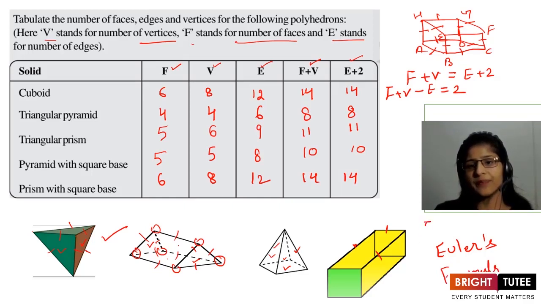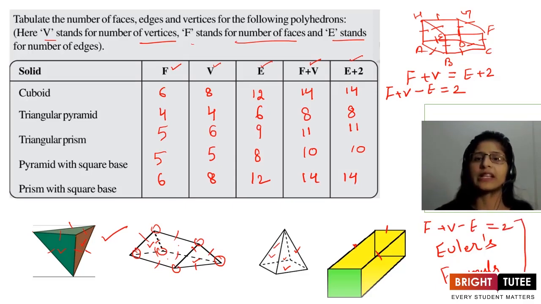What is Euler's formula? F plus V minus E equals 2. This is known as Euler's formula, and it is applicable to all the shapes, all the pyramids, all the prisms, all the polyhedrons. So it should be satisfied every time, because we have observed that F plus V, that is the number of faces plus the number of vertices, is equal to the number of edges plus 2. So this is the formula that we are going to use in detail.